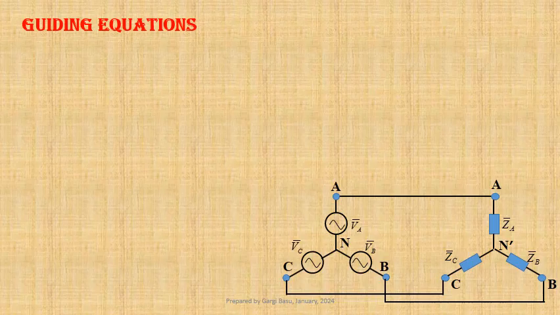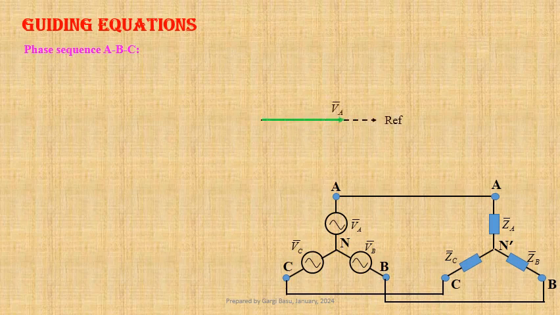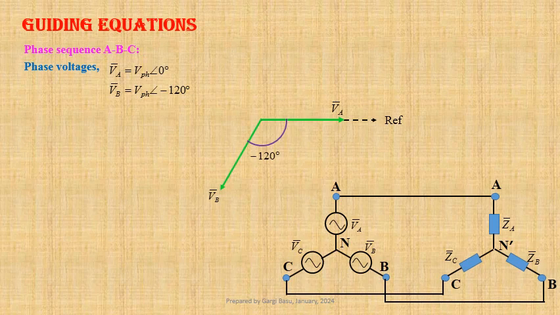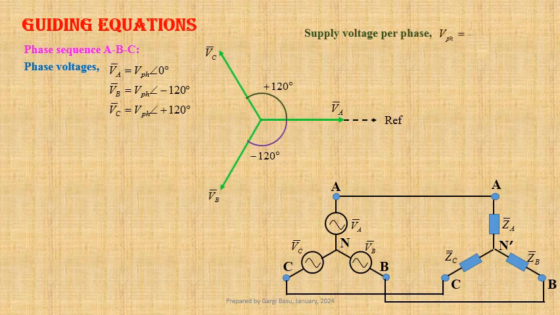For a three-phase three-wire symmetrical AC source with phase sequence ABC, taking phase voltage VA as reference, we can write phase voltage VA equals V phase at an angle 0 degree, VB equals V phase at an angle minus 120 degree, and VC equals V phase at an angle plus 120 degree. Here supply voltage per phase V phase equals VL by root 3, where VL is the magnitude of line-to-line supply voltage.